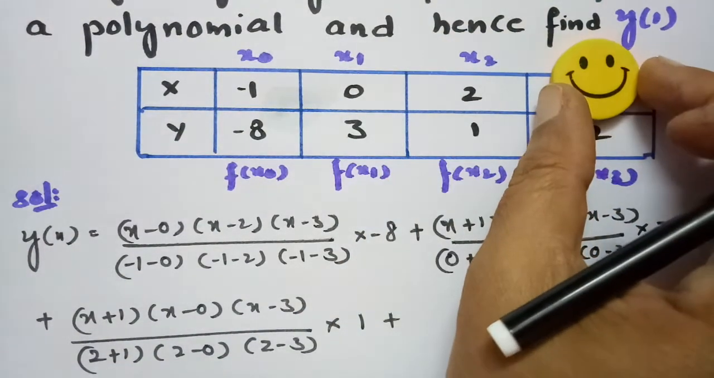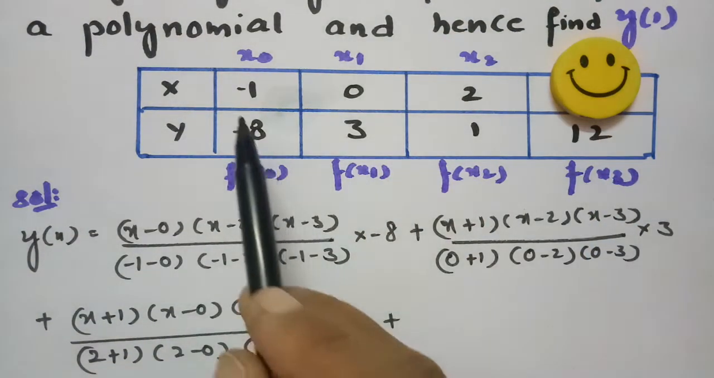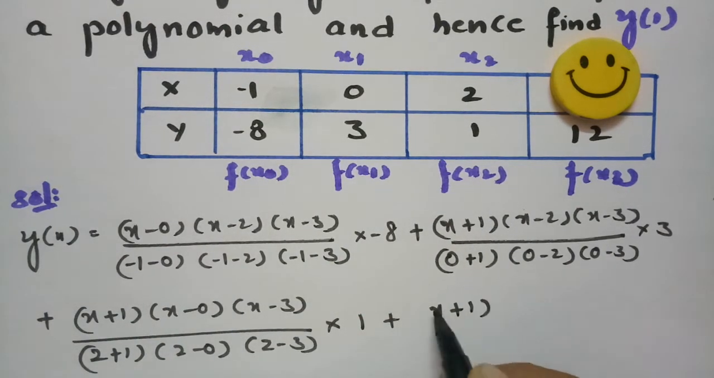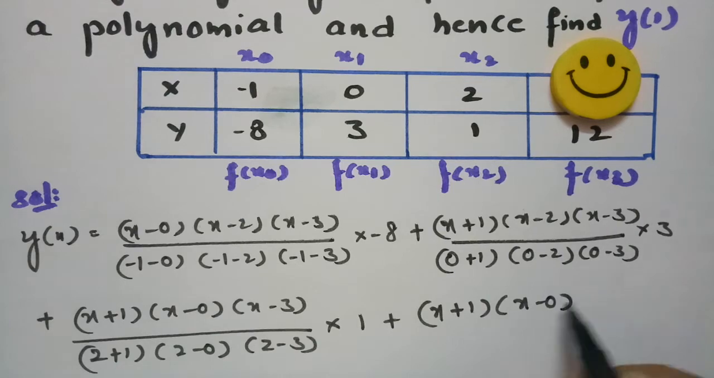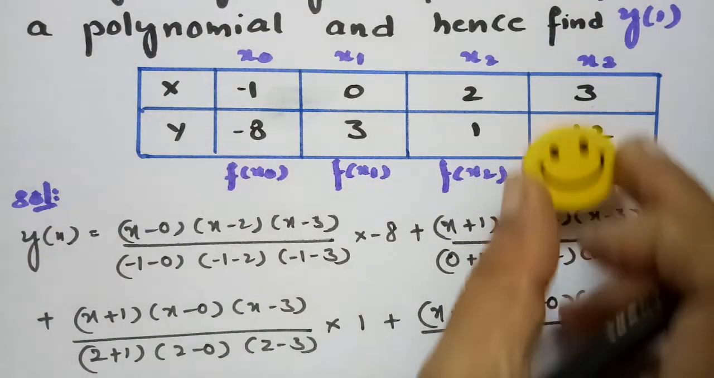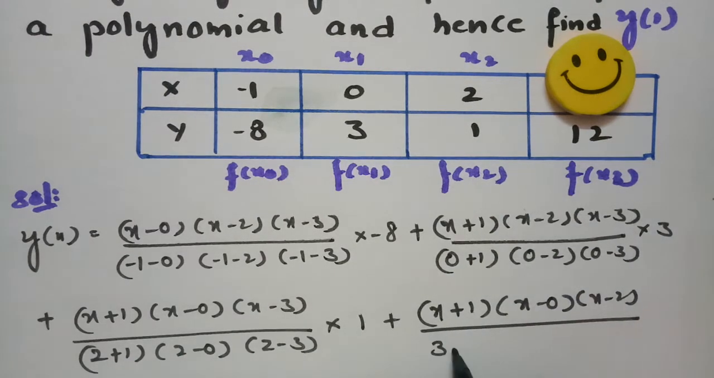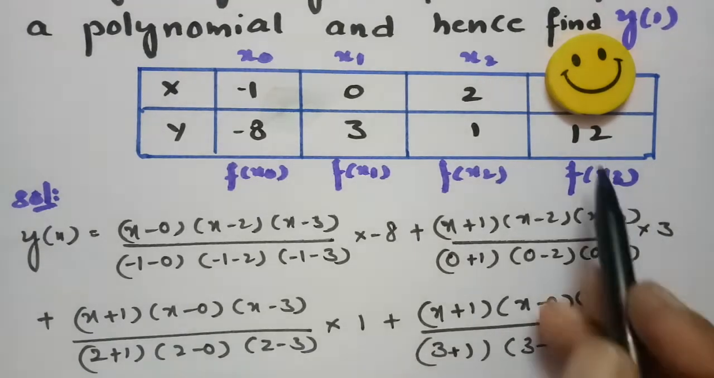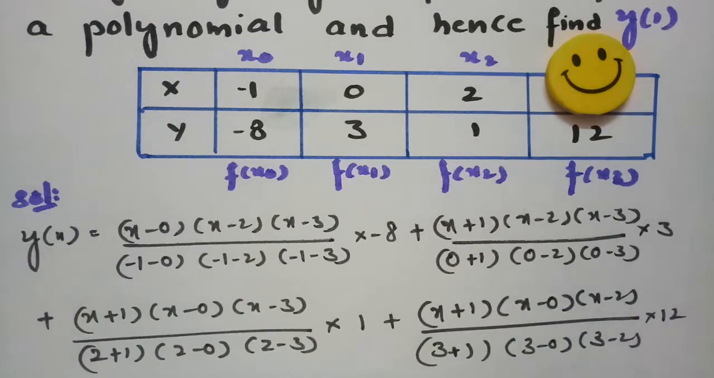So now I am closing this x3 value. I have to subtract all these three values from x. That is x minus of minus 1, that is x plus 1, x minus 0, x minus 2, divided by, from x3, from 3 I have to subtract all these. That is 3 minus of minus 1, 3 minus 0, 3 minus 2, into the value here, 12.